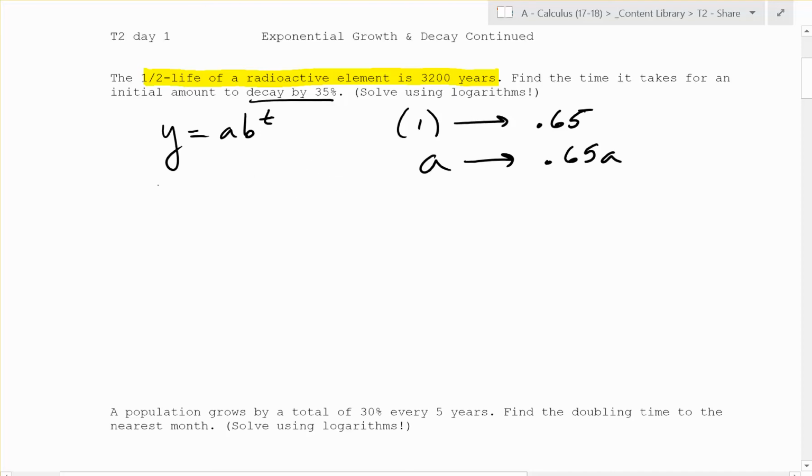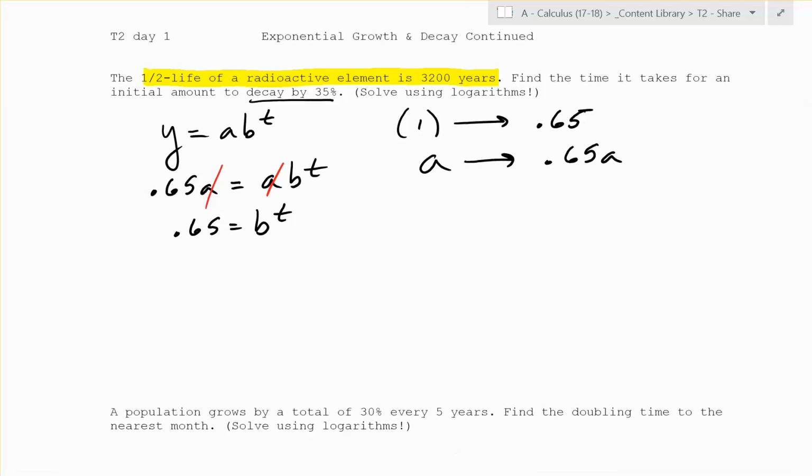So you could start more generally if you wanted to. You could start with 0.65A, which is how much you're at, equals A times b to the t. Well, what cancels in that case? The A's, and you're still left with what I had before, which is 0.65 equals b to the t. So now we're trying to find what that b value is. So we'll circle this for now and search for b. We definitely need b.